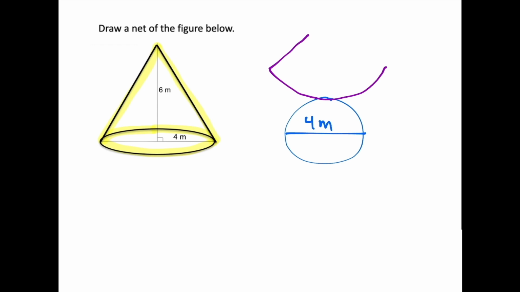Then, since it comes to a point, we can draw those lines coming down. This is not the height of the cone though. These 2 sides are called the slant. And now we have the net of our cone.